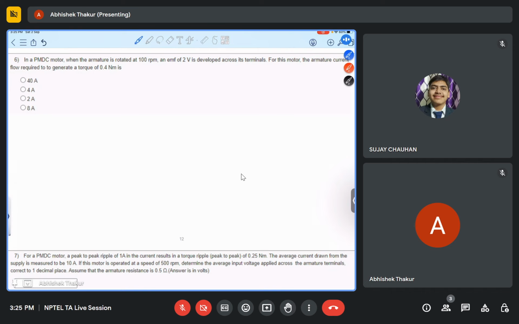So now we'll move on to the next question. It is asking, in a PMDC motor when the armature is rotated at 1000 rotation per minute, an EMF of 2 volt is developed across its terminal. For this motor, armature current required to generate a torque of 0.4 Newton meter is. So in this question, it is asking the current. So we all know that torque is equal to K i, and here K is equal to E by W.